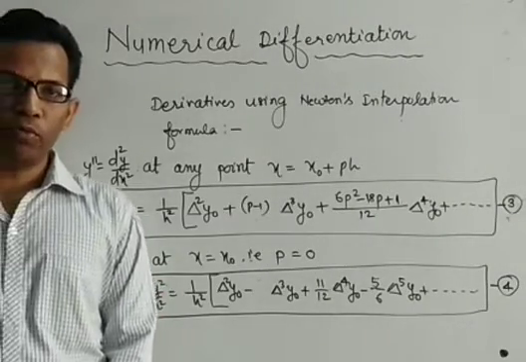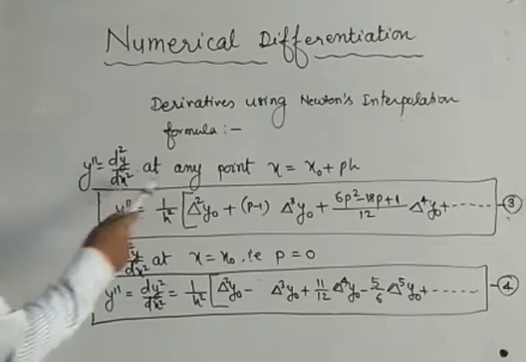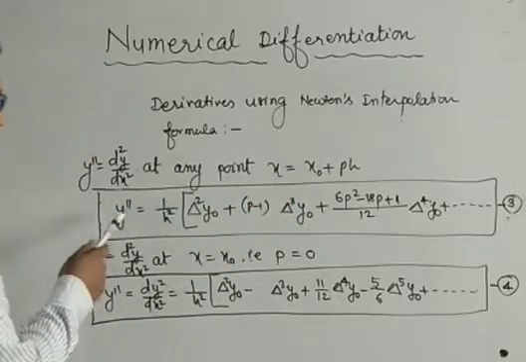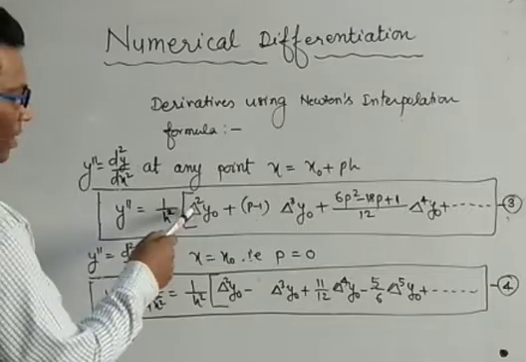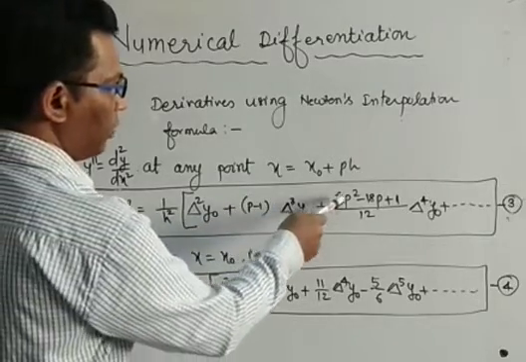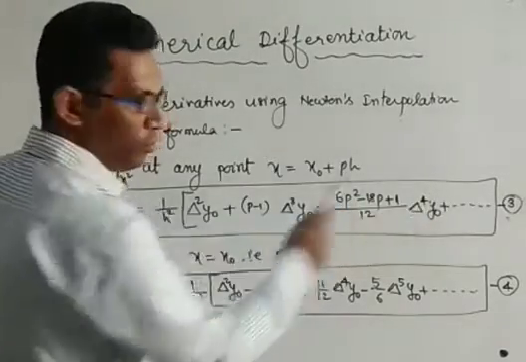Now we have two more formulas for calculating the second derivative. The first formula is to find second derivative at any point x equals to x0 plus ph. The formula is 1 by h square [delta square y0 plus (p minus 1) delta cube y0 plus (6p square minus 18p plus 11) by 12 delta 4 y0 and so on].